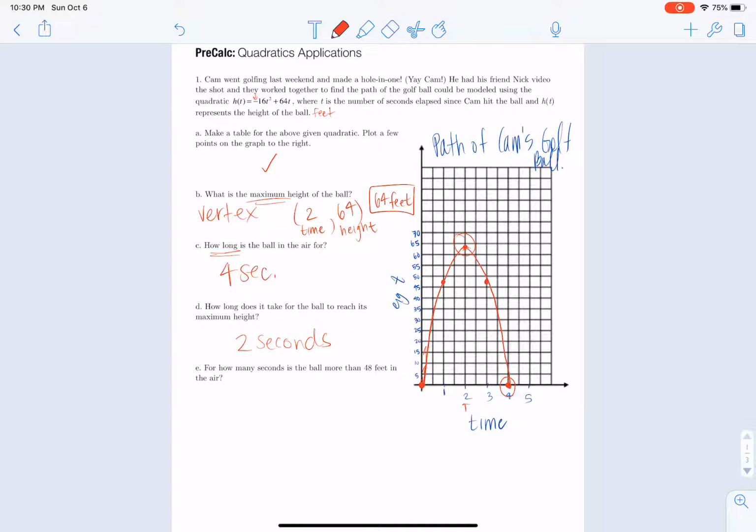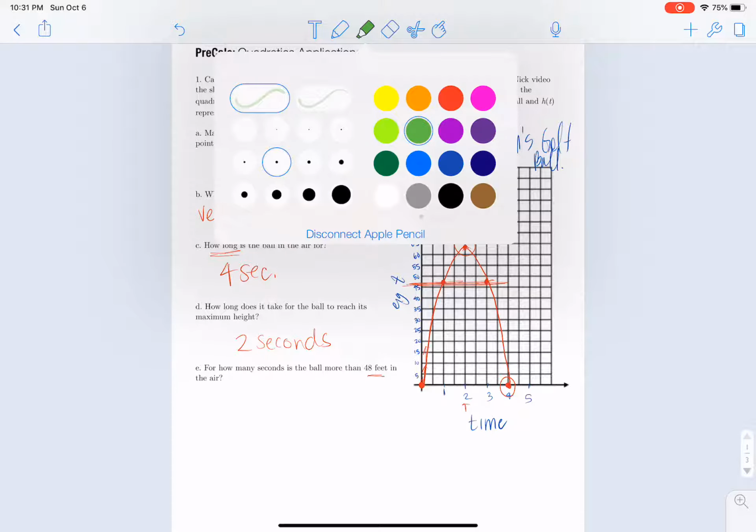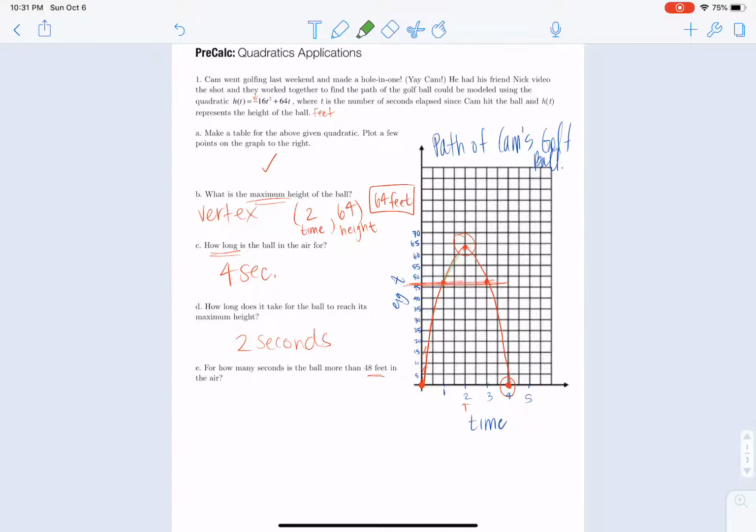For how many seconds is the ball more than 48 feet in the air? So 48 feet is my y-axis here. Here is where my ball hits 48 feet. So I would say that from here all the way to here, my ball is in the air for more than 48 feet. So between 1 second and 3 seconds. We would say that the ball is in the air for more than 48 feet for 2 seconds, or between 1 second and 3 seconds.